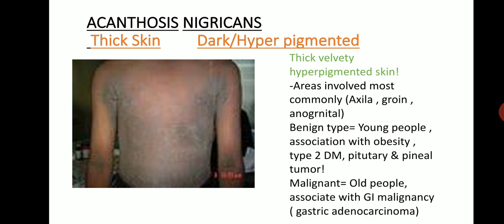Now the malignant type is easy. Malignancy occurs in people with low immunity. So old people have low immunity. So we can consider that the malignant type can occur in old people, and it is usually associated with GI malignancy such as gastric adenocarcinoma.